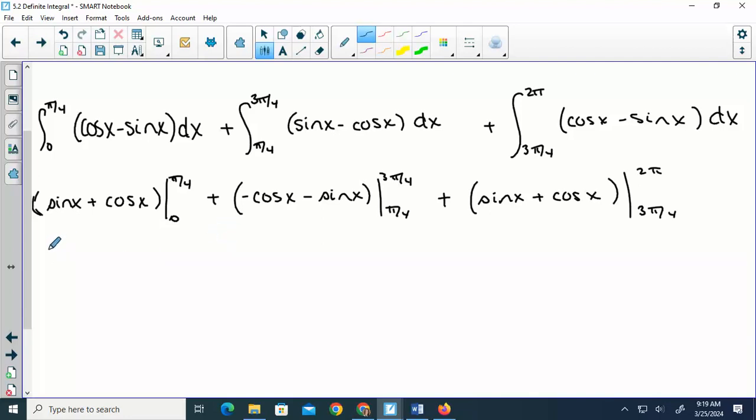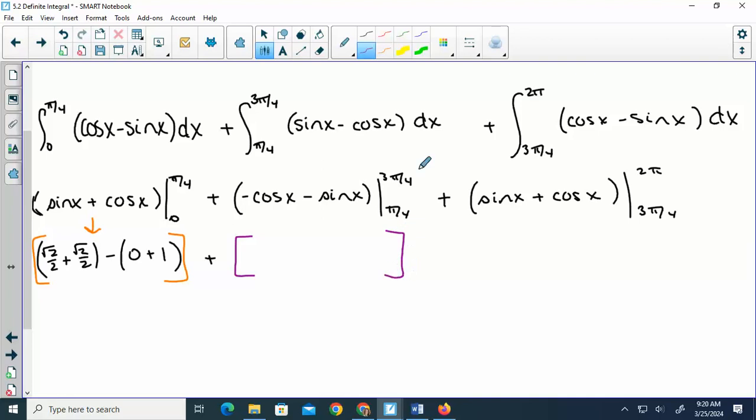So now we're plugging in. What's sine of pi over 4? Plus cosine of pi over 4 is minus. Now we put in the 0. Sine of 0 is 0. Cosine of 0 is 1. So this is representing that one. Now we do the next one.